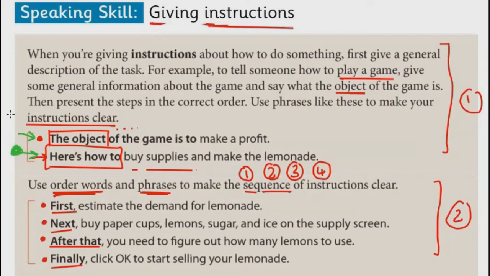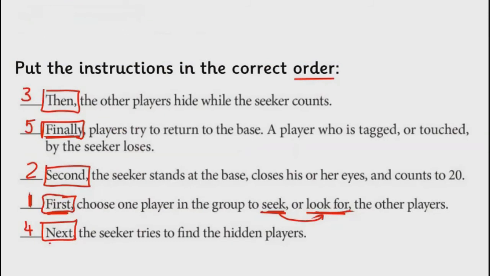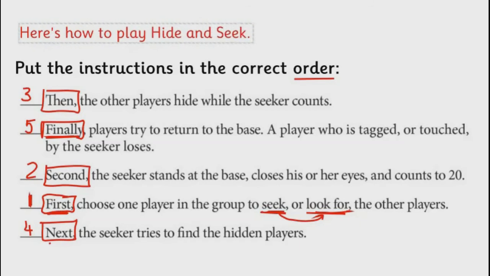So let's go back to the paragraph. These are the instructions again, and let's put a general sentence before we give the instructions, using this phrase. Here's how to play hide and seek. First, choose one player. Second, the seeker stands. Then the other players hide. Next, the seeker tries to find the hidden players. Finally, players try to return to the base.